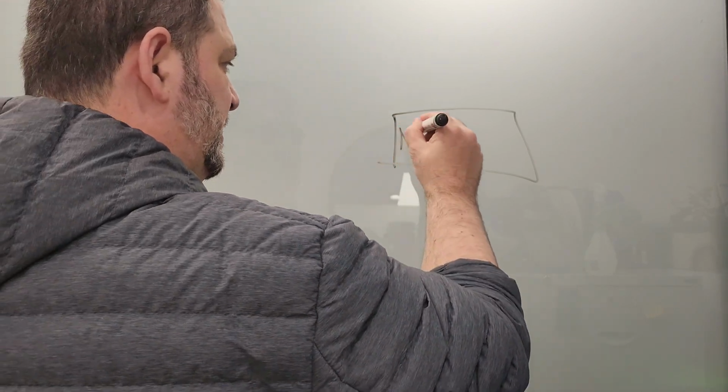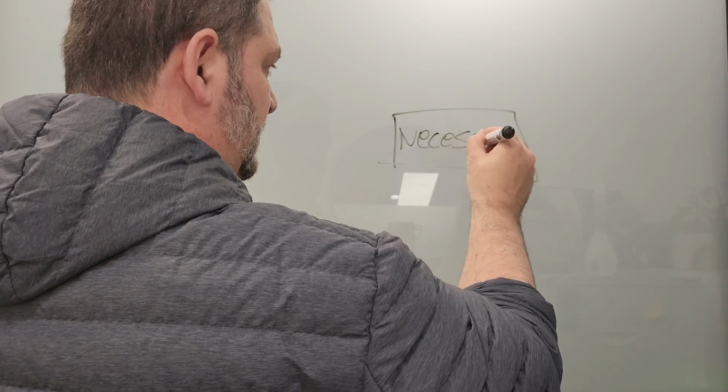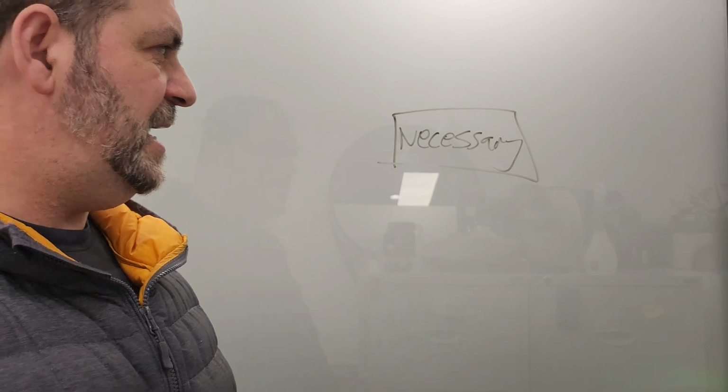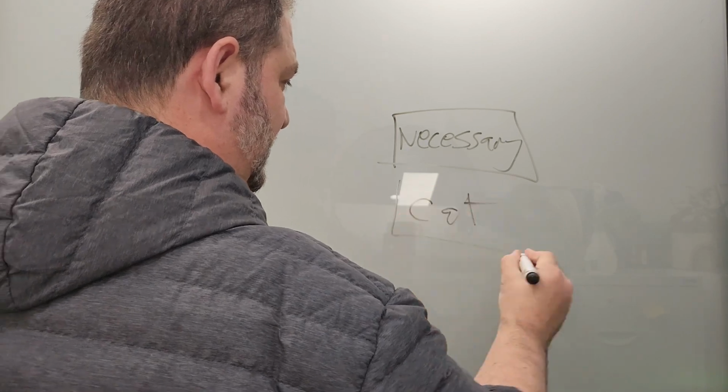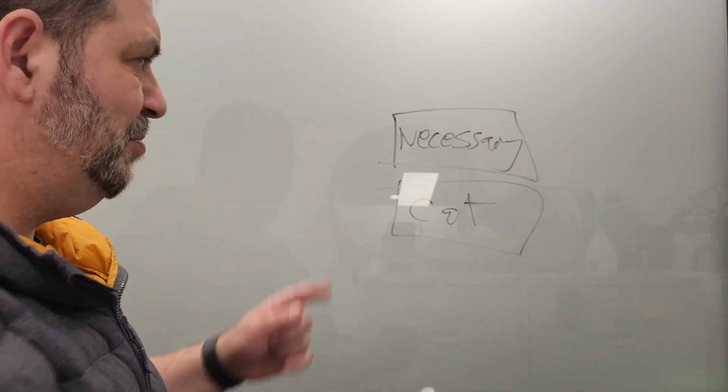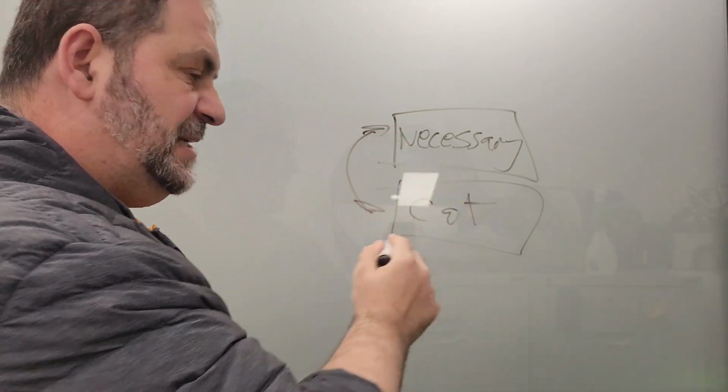Let's say we have the word necessary. Now, if I was to create an image that resembled necessary, it's going to be very difficult for me, because I have no context. I have to rely on pure creativity to create something out of nothing. Now, if I have another word underneath, let's say the word is cat, I'm just totally making this up, what I can do is combine these two together, necessary and cat.